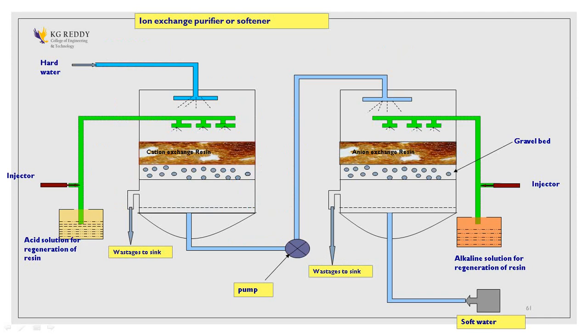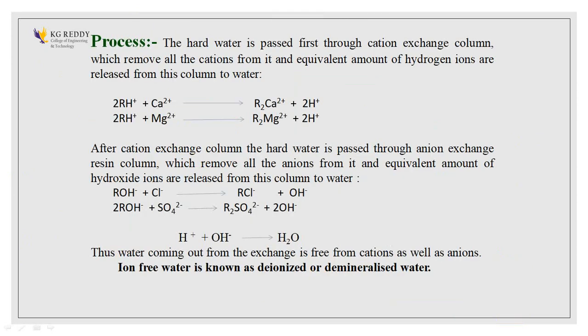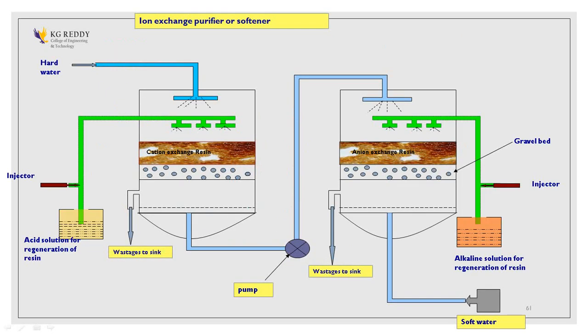If you see the diagram, the cation exchange column which releases H plus ions and the anion exchange column which releases OH minus, both will combine together. The H plus ions of the cationic exchange column and the OH minus anions from the anionic exchange column will combine together to give water. This water coming out of the cationic exchange column and anionic exchange column is free from cations as well as anions. So it is called ion free water or deionized water, demineralized water, right? So this is the entire thing.